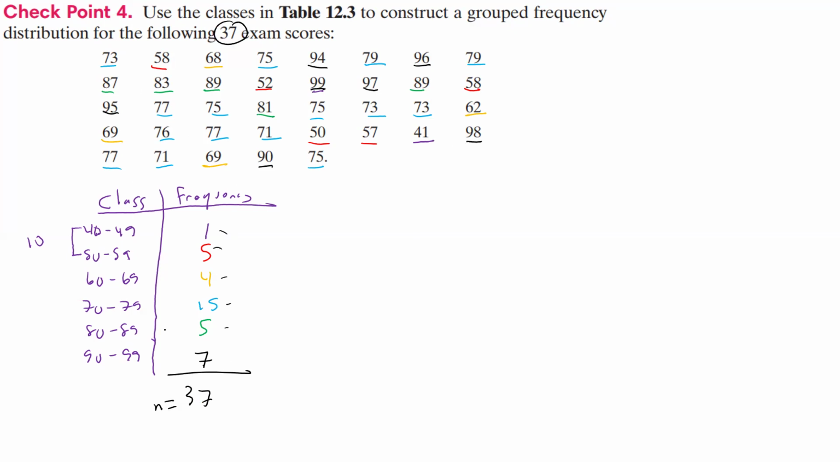And so that would be our frequency distribution that's grouped by 40 to 49, 50 to 59, 60 to 69. Okay. All right, so let's stop there and we'll come back for some more.